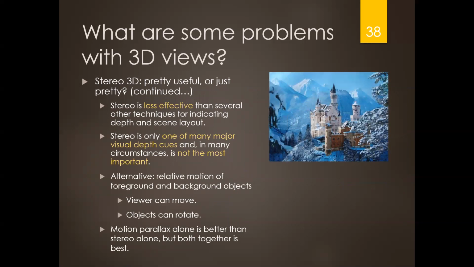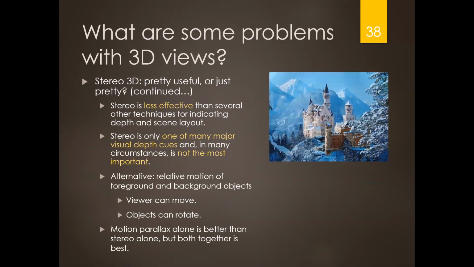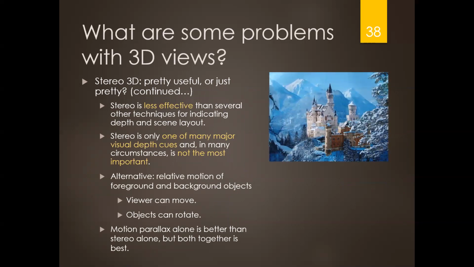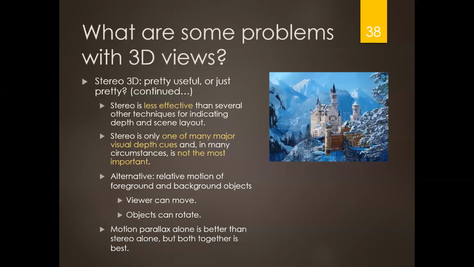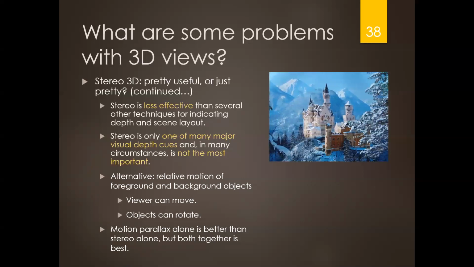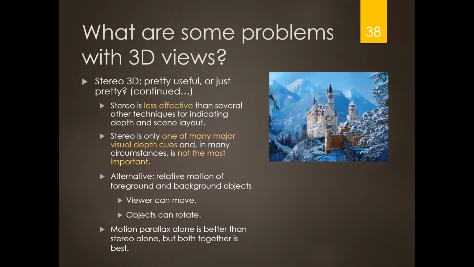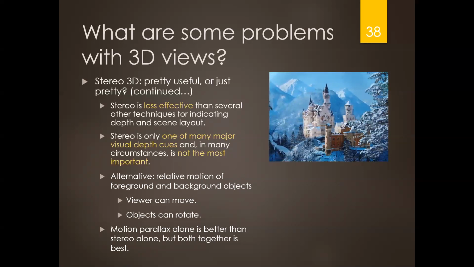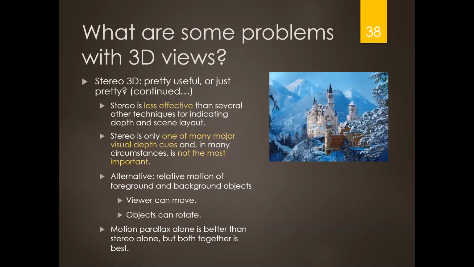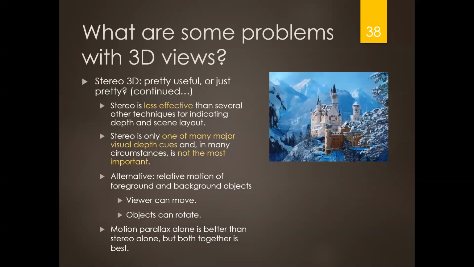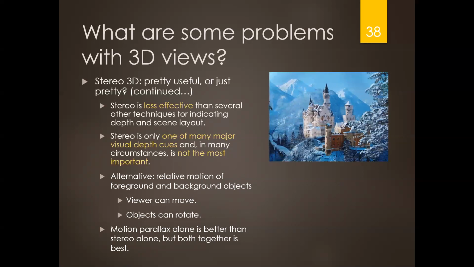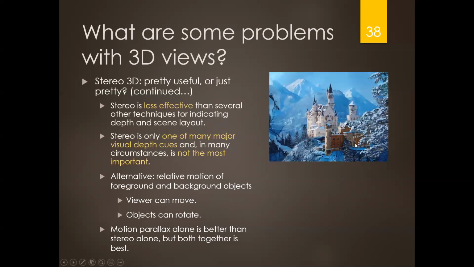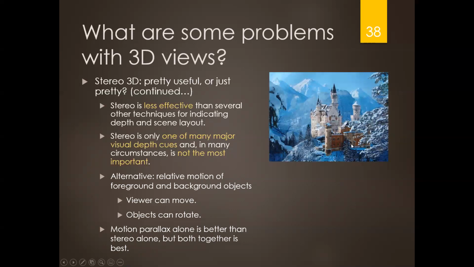So here we have this example, right? We are looking at this castle, a pretty beautiful castle, and you should have this 3D perception that the mountain is very far away, then the castle is closer to you, then this small building and the trees here, they're closest to you.